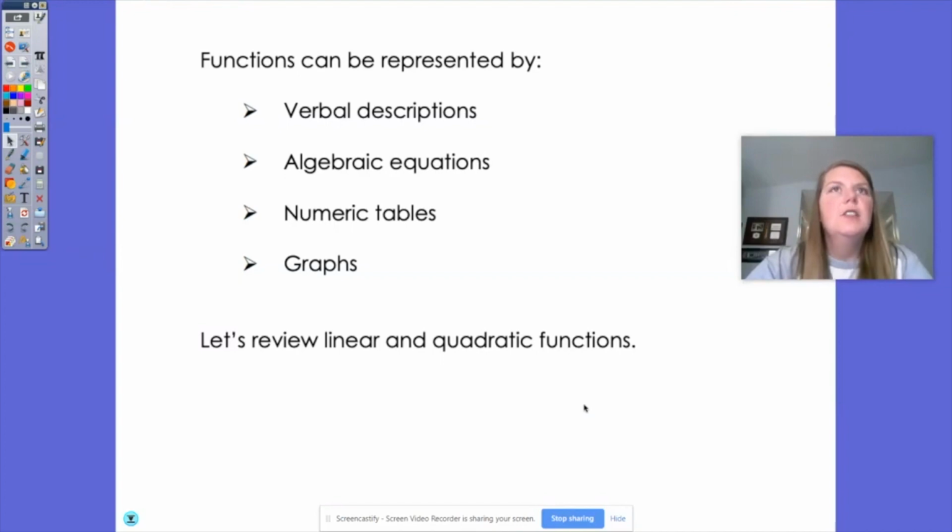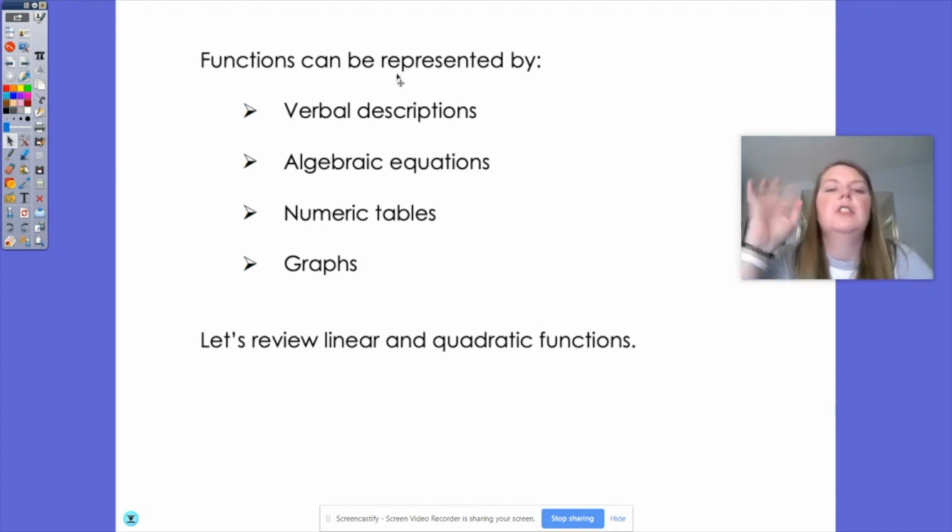Hey guys, so today we're going to continue our talk on functions. So far in my class, we've talked about two different types of functions. We've talked about linear functions, obviously, that make a straight line. And then before we left, we talked about quadratic functions. So let's review those a little bit.